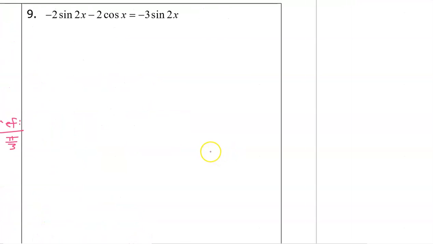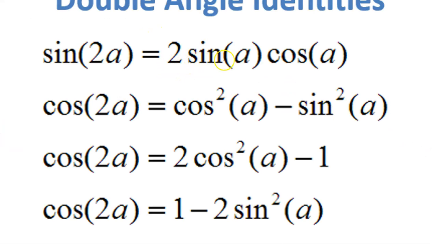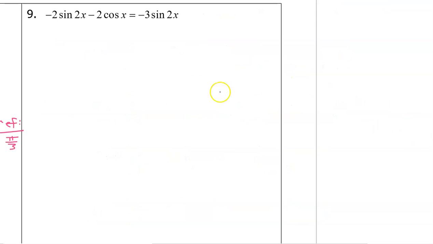Let's look at problem number 9. Okay, I'm seeing this sine 2x again. Remember that sine 2x equals 2 sine cosine. So let's rewrite this very carefully. So I have negative 2, and then I'm going to have times 2 sine cosine. All right, I just replaced sine 2x with this 2 sine cosine part. But I still have the minus 2 cosine x.